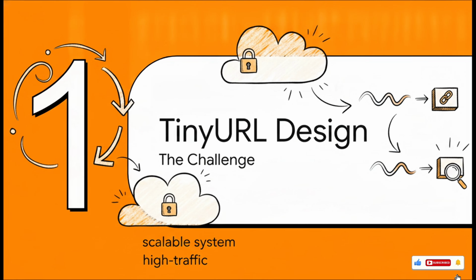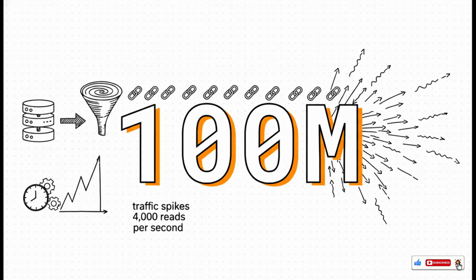The TinyURL Design Challenge. Let's quickly lock down our core functional requirements. To really grasp the scale of those requirements, let's do a little back-of-the-envelope math. Let's say our system needs to generate 100 million brand new URLs every single month. If you break that down, it averages out to about 40 writes per second. Okay, 40 writes per second, that really doesn't sound too bad.